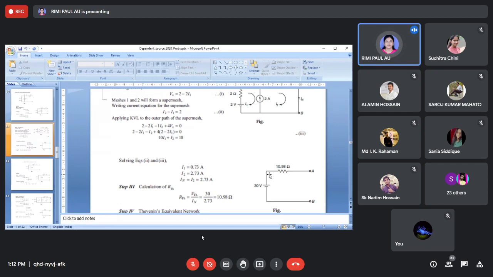At the application level, you will apply this Thevenin's equivalent network even in transmission lines, and you will see how a complex network can be converted to a Thevenin's equivalent network. So these are the applications in the near future: in machines, in power systems, in control systems, in power electronics, in machine drives.